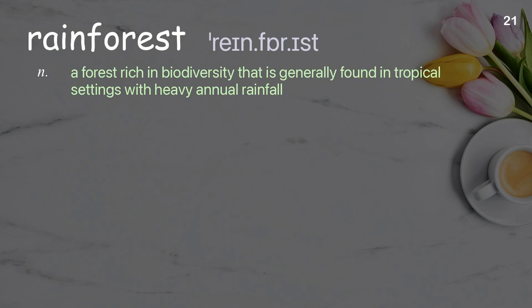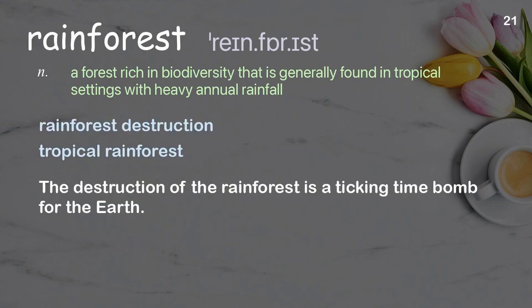Rainforest. A forest rich in biodiversity that is generally found in tropical settings with heavy annual rainfall. Examples: rainforest destruction, tropical rainforest. The destruction of the rainforest is a ticking time bomb for the Earth.